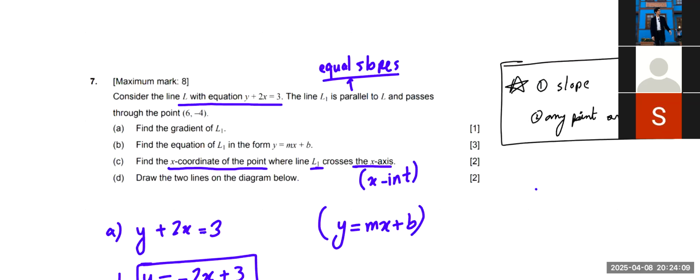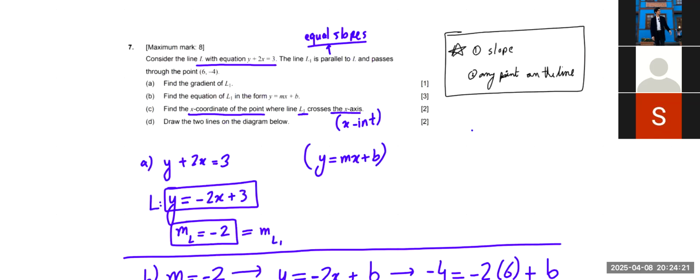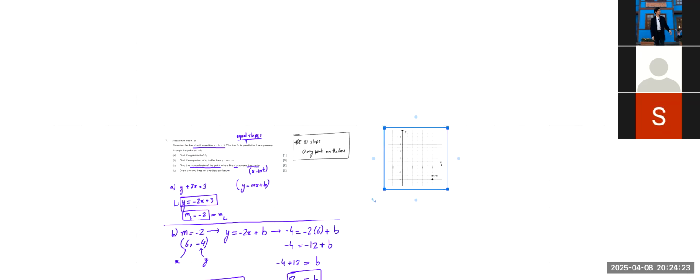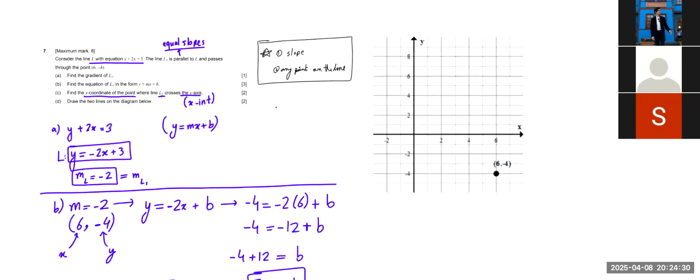Draw the two lines on the diagram below. So how do we draw two lines? Let's make the diagram that they've given us. They will always give you the diagram. Let's maybe put it up here. So remember that, you guys probably already know this, but to draw a line, you always need 2 points, and that's it. Because if I give you 2 points, you can draw a line between them, right? You don't need any more points than that. Of course, you can use as many as you want, but you only really need 2.